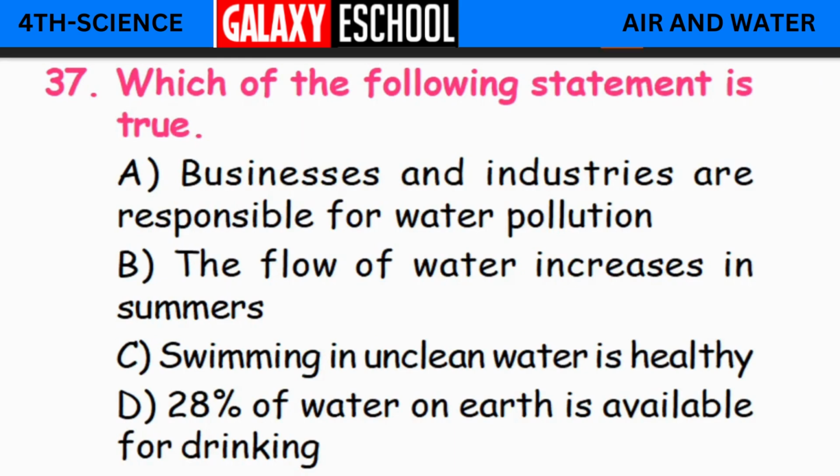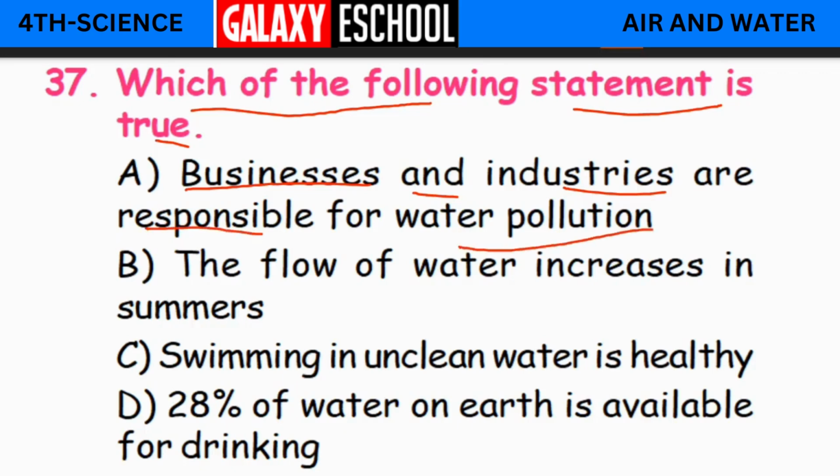37th question, children. Which of the following statements is true? Either businesses and industries are responsible for water pollution. Is it true, children? Businesses and industries are responsible for water pollution? Yes, it is 100% true.